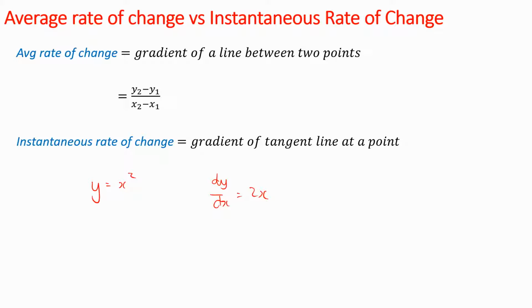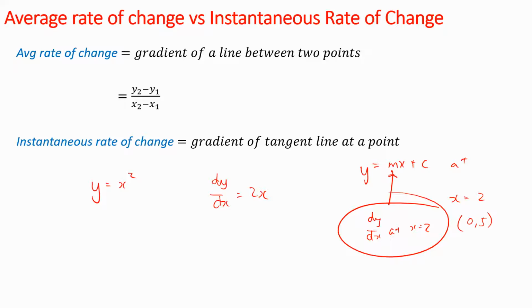But if I asked you, find the equation of the tangent line, so y equals mx plus c, at, let's say, x equals 2, and that line passes through, let's say, 0, 5. Then what you would have done in 10A, 10C, 10D, 10E is to find the equation of the tangent line, you say the gradient is dy dx at x equals 2. That right there is the definition of instantaneous rate of change, because you're finding the gradient, which is the derivative, at a point. Derivative at a point tells you the gradient of your tangent line.